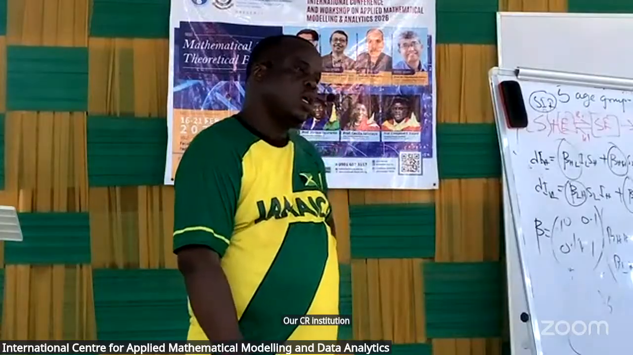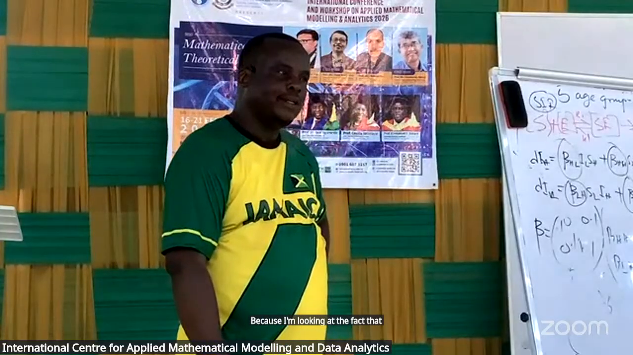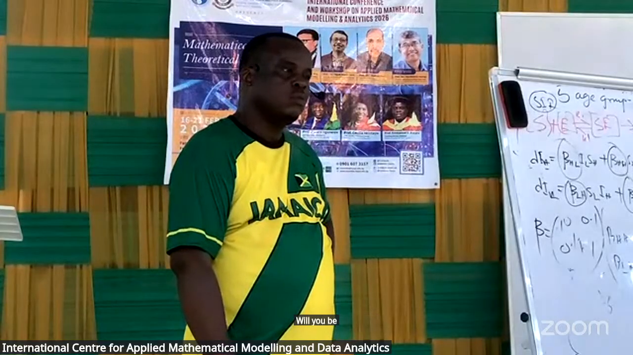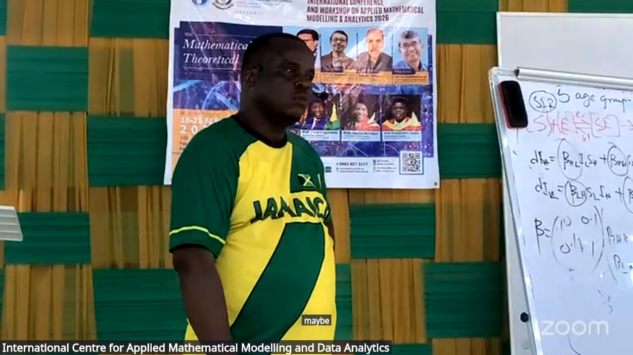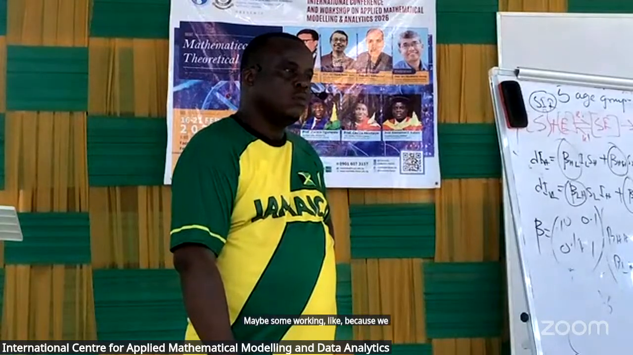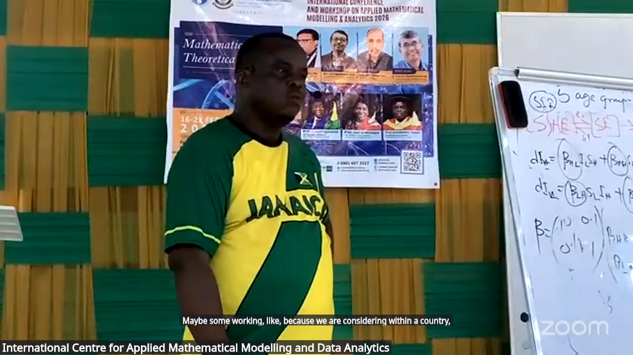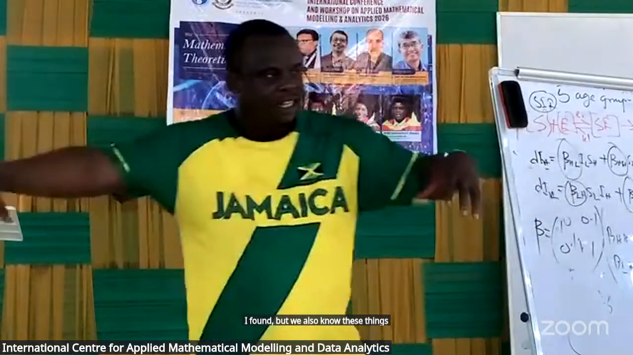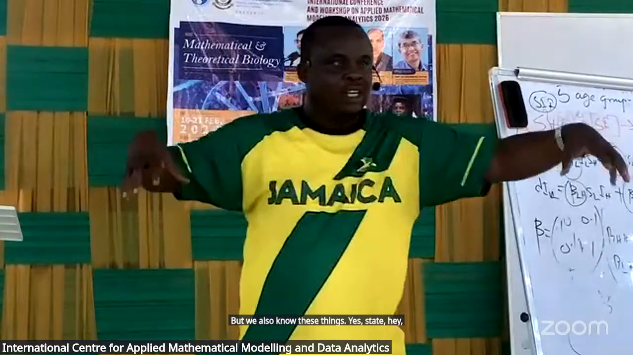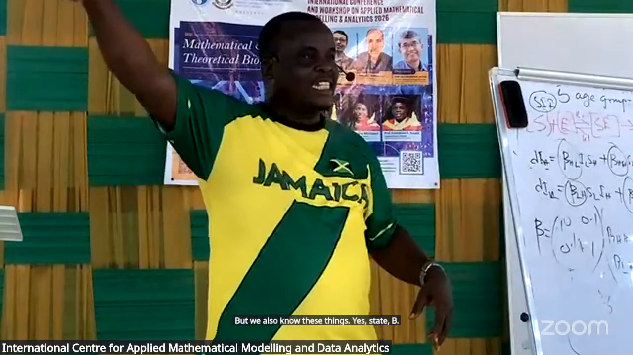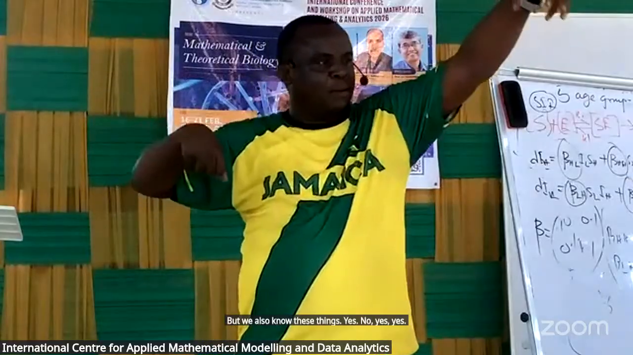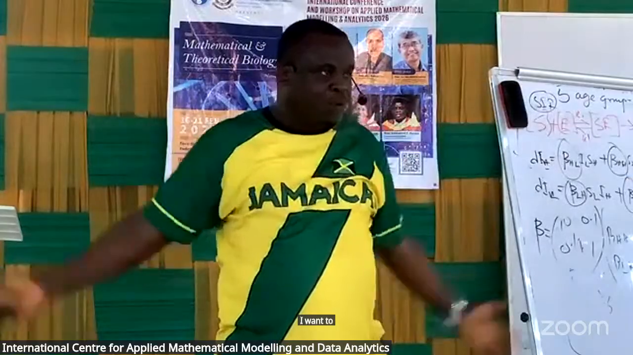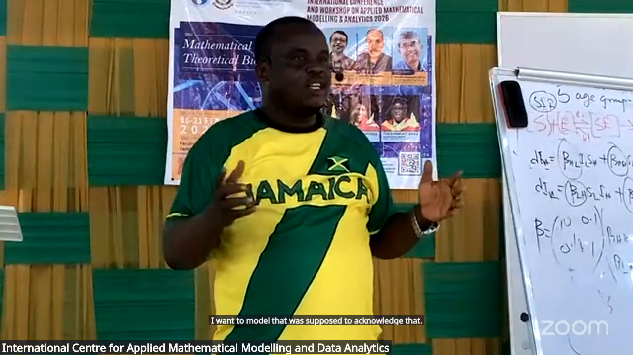So I'm looking at, if it is not malaria, for instance, I will still have a situation where, will it be realistic to say, because we are considering within a country, low risk or high risk, state A and state B, Bayelsa is low risk, then Kebbi is high risk. I want to model that. What's the challenge now is that they are far apart.